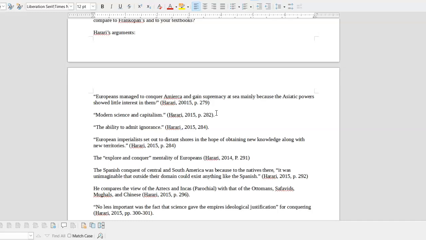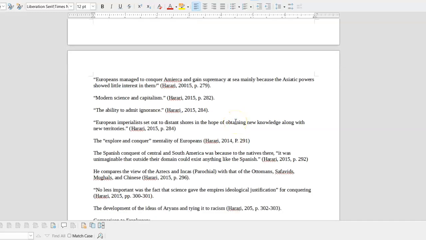Europeans managed to conquer America and gain supremacy at sea, mainly because the Asiatic powers showed little interest in them, which I used also in discussing why he sees Europe that way in the PowerPoint that I did for the discussion. Modern science and capitalism, page 282 of his big things. The ability to admit ignorance, page 284, and he does a really good discussion of this. This is one of the things that sets Europeans apart from many of these other cultures.